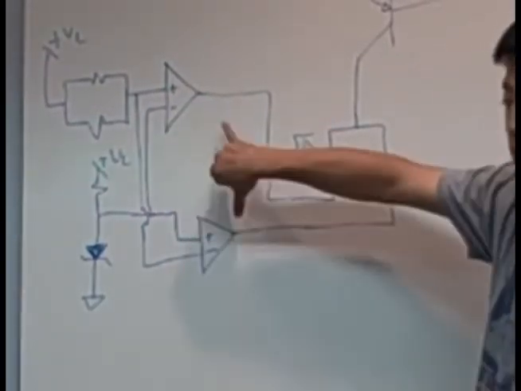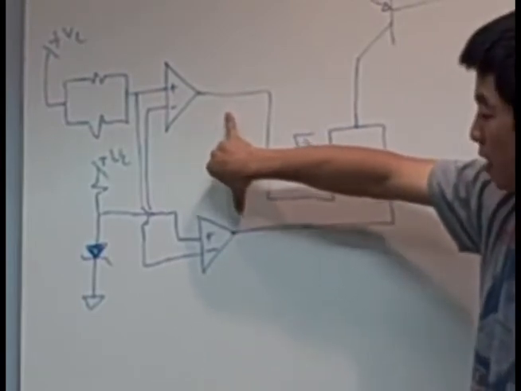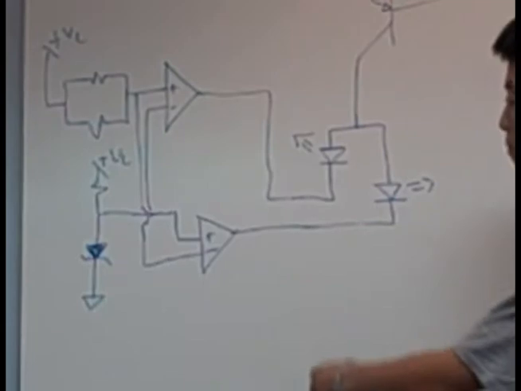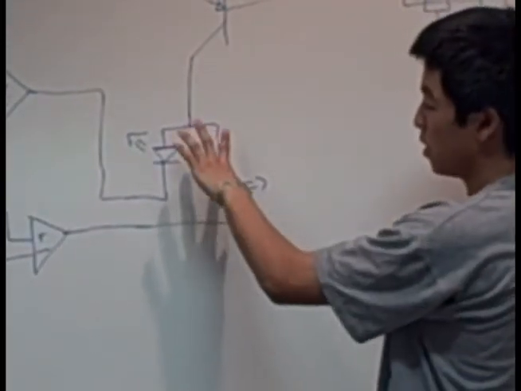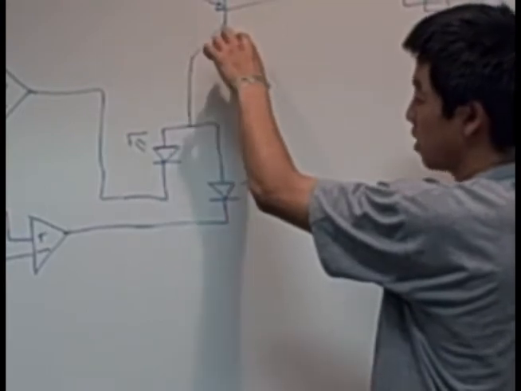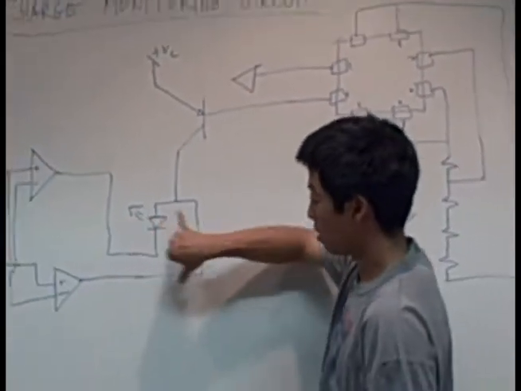And so one of these will always be outputting a high, and the other one will always be outputting a low. And so when the other one is outputting a low, this will cause a potential difference between the output of this transistor and the output of the comparator, which will then turn on the LED.